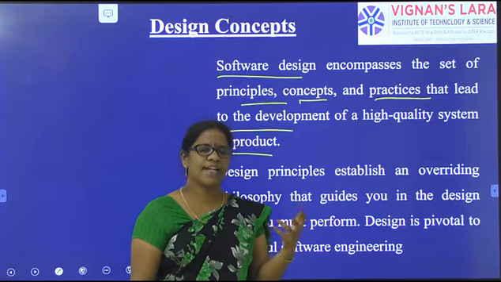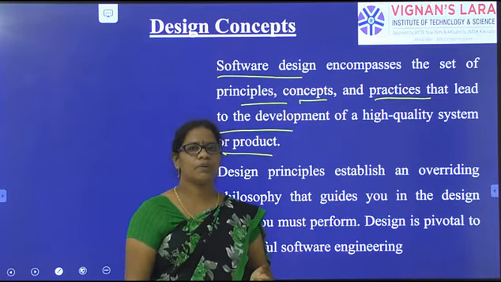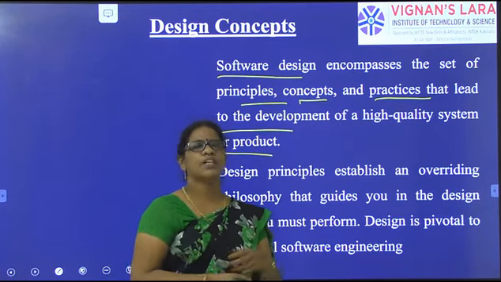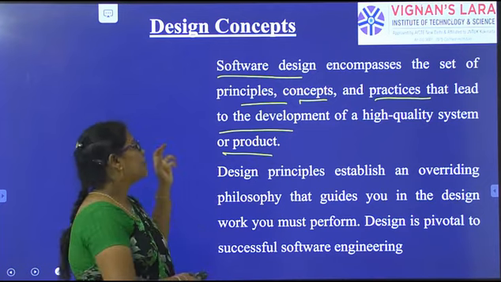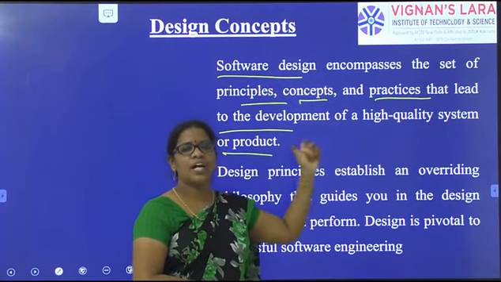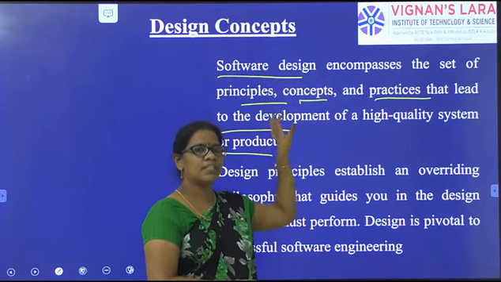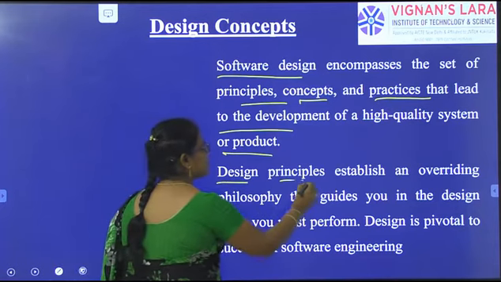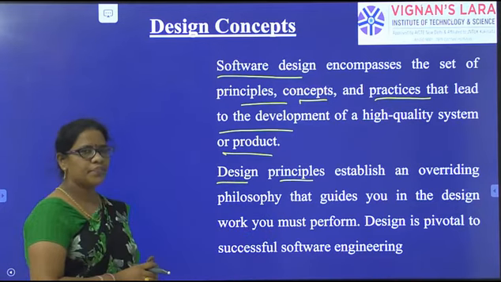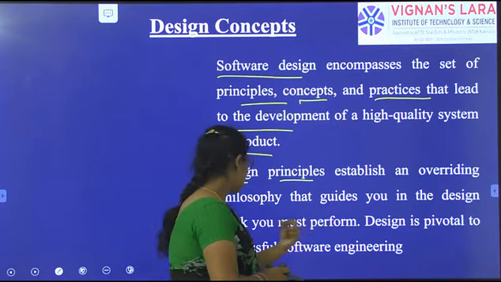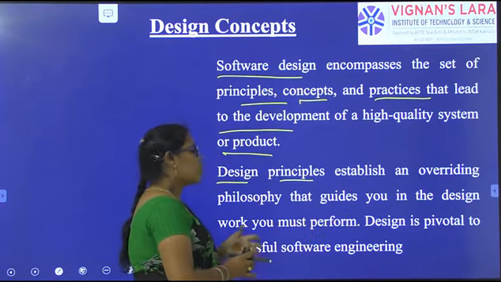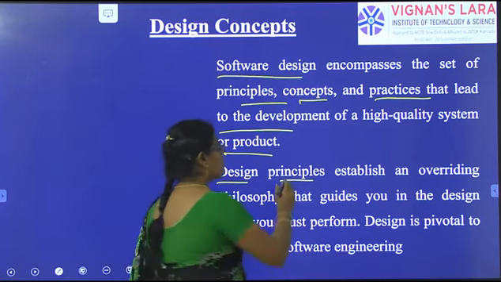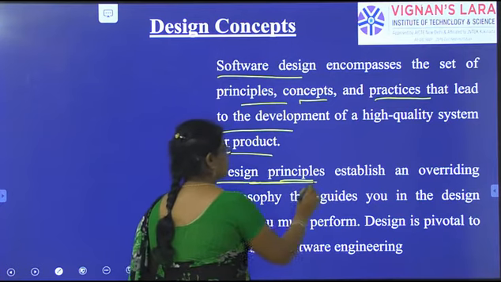If you are arranging the elements in some manner, what is the problem if we align the elements horizontally or vertically? There are some practices, and by combining all of these they lead to high quality software product. For that process, software design came into existence. Design principles establish an overriding philosophy that guides you in the design work you must perform. So whatever design work you are doing has to establish some design principles.